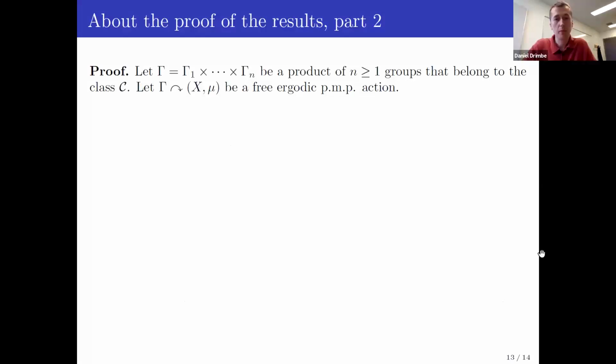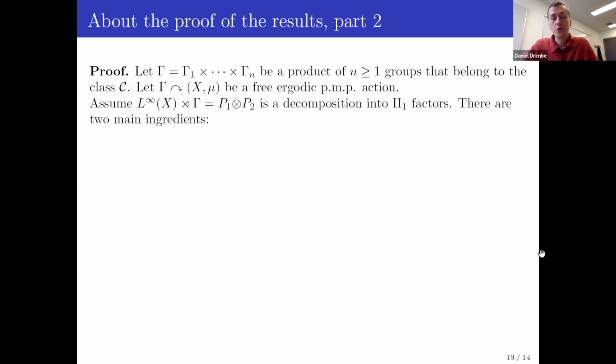Let me start the proof by fixing again the notation. So we consider gamma a product group, each gamma i is in class C. We consider a free ergodic PMP action. And let's just assume that the associated von Neumann algebra admits a tensor product decomposition. So the idea, in other words, would be to classify the tensor product decompositions of L infinity of X cross gamma. I think I can say there are two main ingredients.